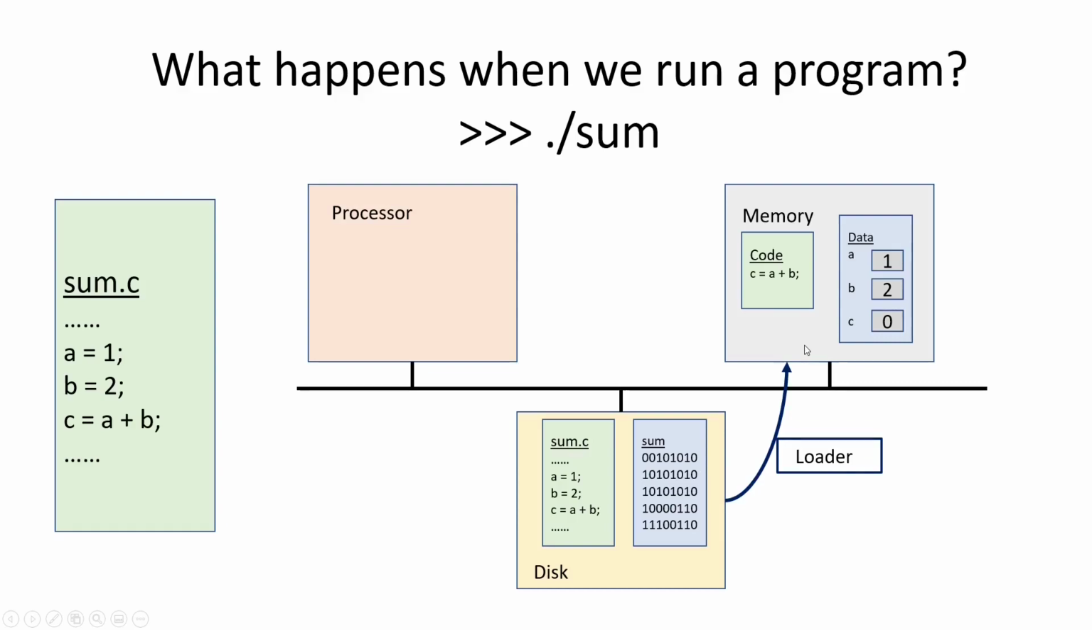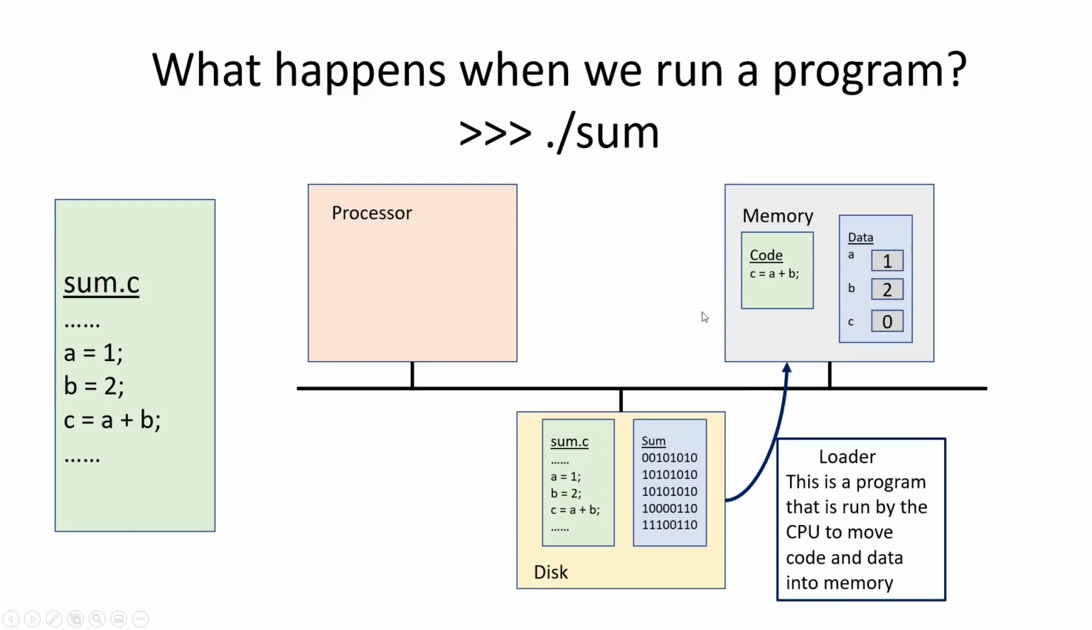And it's going to be divided into 2 sections. There's going to be a code section. So in this case, I just copied one line here. This is the part that's actually going to do something. So C is equal to A plus B. That's going to go in code. And we'll also have a data section where we're going to store all of the variables and the contents of those variables. Okay. So, all right. The loader is a program that the CPU runs that just moves data from the hard disk to the memory, so it's ready to go.